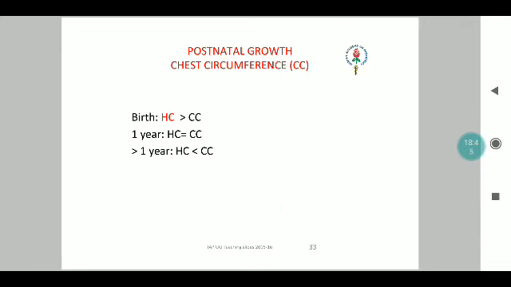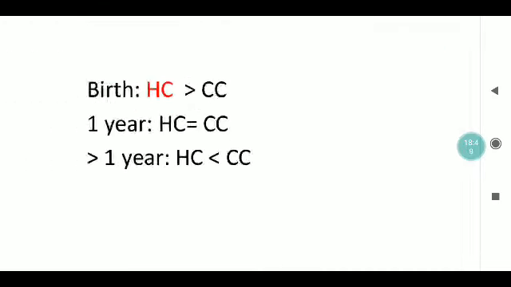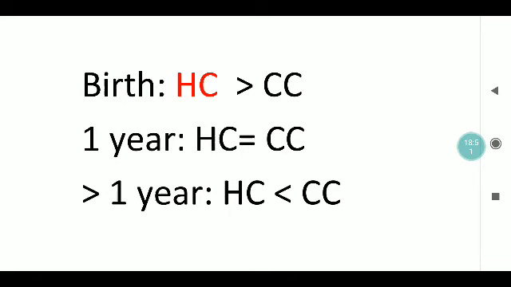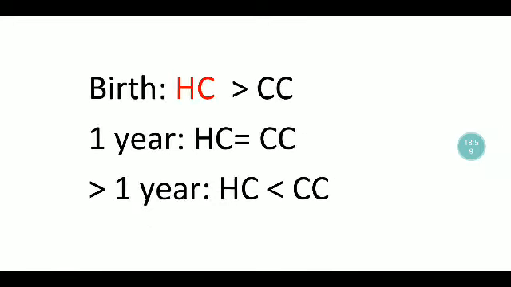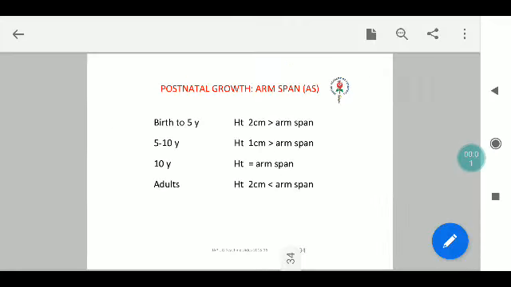Like I mentioned in the initial slide, head circumference is greater than chest circumference at birth. At 1 year of age, head circumference equals chest circumference, and beyond 1 year, the chest circumference is larger than the head circumference. This is very, very important. Coming to arm span, we all know that the arm span will become equal to the height at 10 years of age, and adults' arm span is 2 centimeters more than the height, whereas the height is 2 centimeters more than the arm span up to 5 years of age.